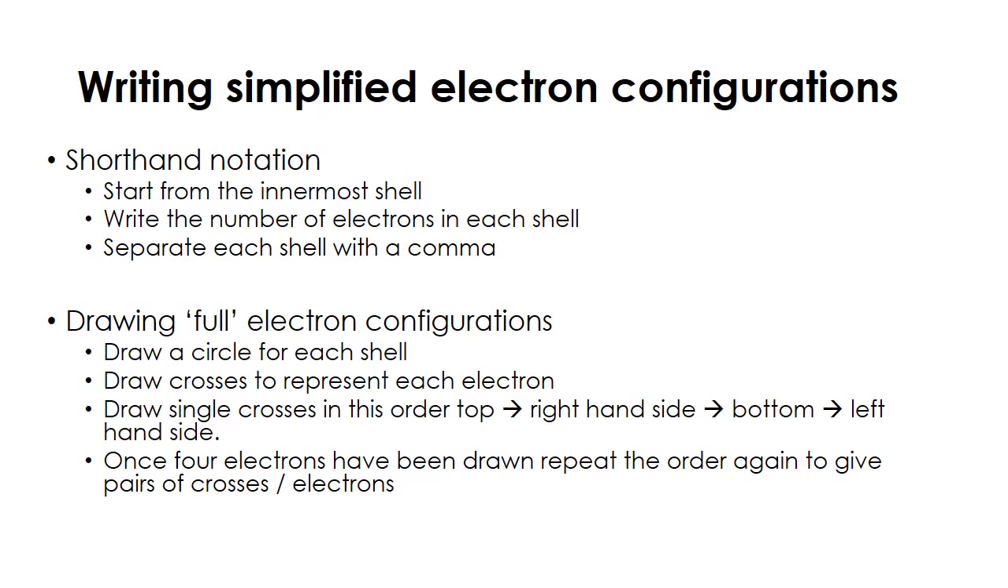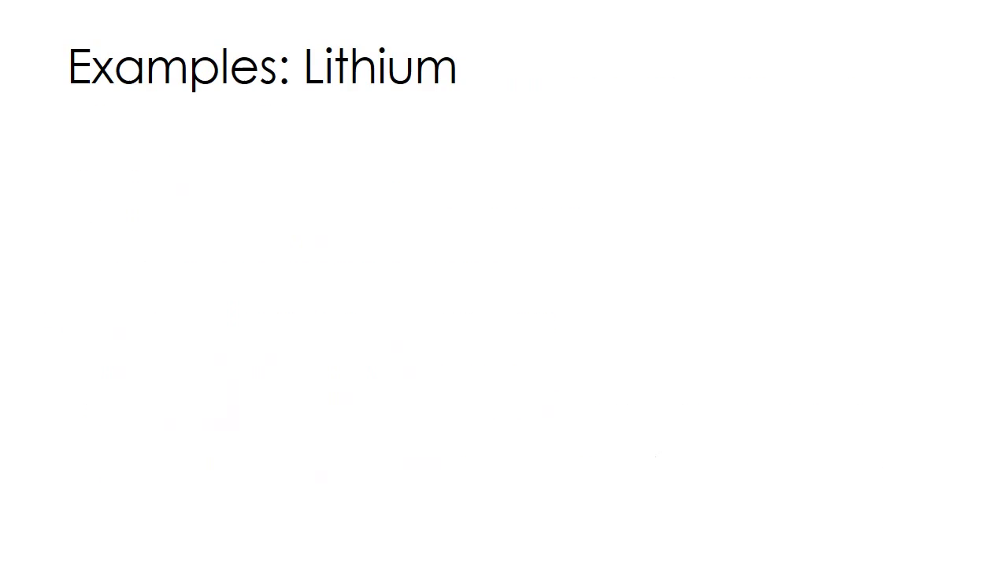Then once you've done the first 4, you repeat the order again, but pairing up the electrons. So again, you'd go top, then the right hand side, then the bottom, then the left hand side. You don't have to do this, and you wouldn't lose marks in the exam if it wasn't done in this order, but it just makes it nice and methodical, which means you can keep track of where the electrons are a bit more. It's easier to see what's happening at first sight. So let's do some examples of these simplified electron configurations.